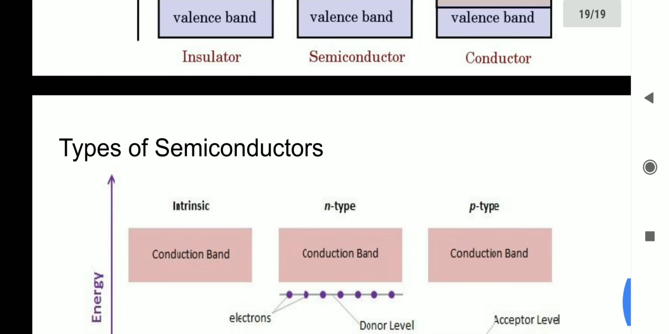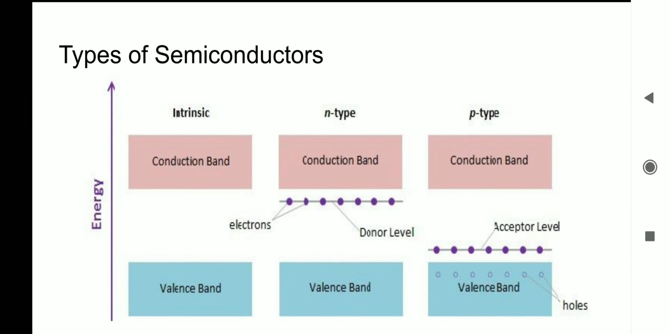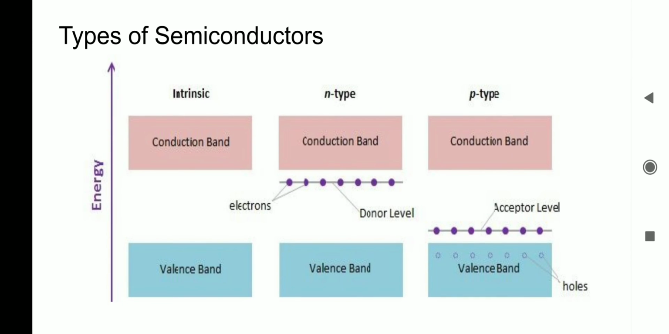Now before concluding the class, we will also touch upon the various types of semiconductors. Semiconductors can be divided into two categories: intrinsic semiconductors, which are pure forms of silicon, germanium, etc., and extrinsic semiconductors, which have impurity introduced due to doping, and they can be divided into two types: N-type and P-type.